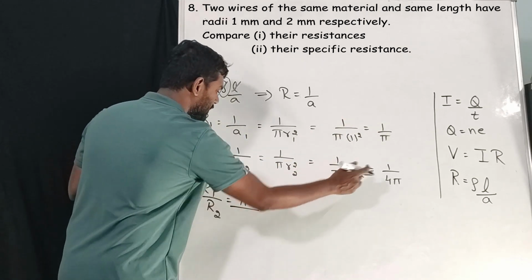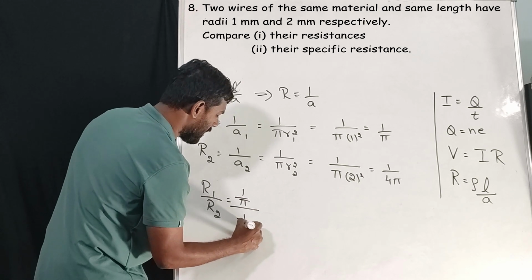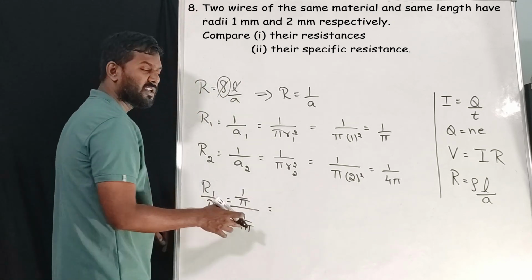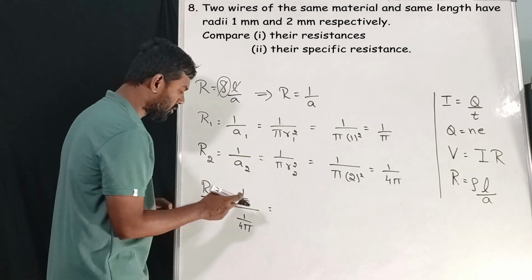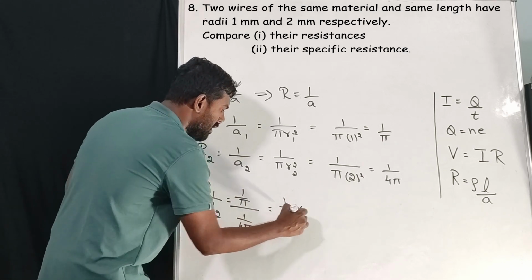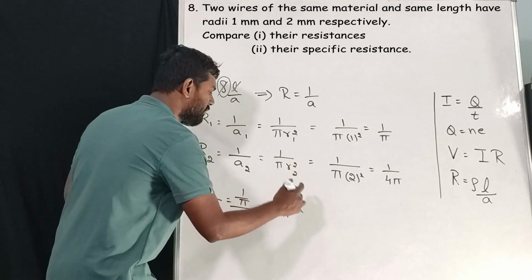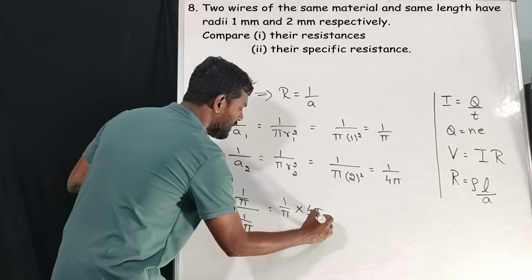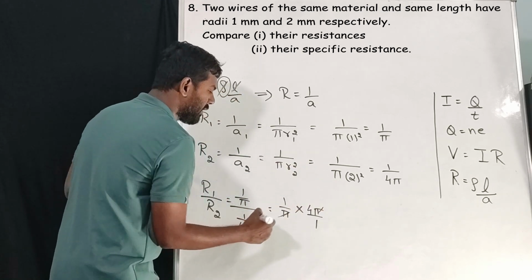What is the value of r2? That is 1 by 4 pi. See, instead of division, I'll multiply and take the reciprocal. I'll write the first value as it is, 1 by 5. Instead of division, multiplication, 1 by 4 pi we'll take the reciprocal. So pi and pi will get cancelled.